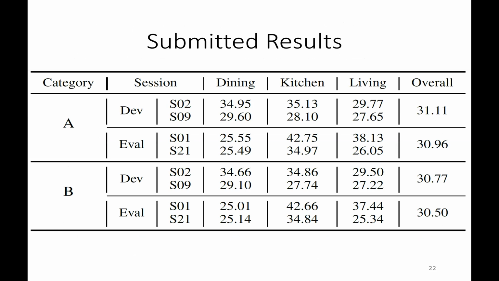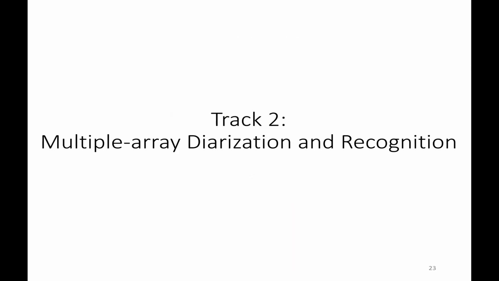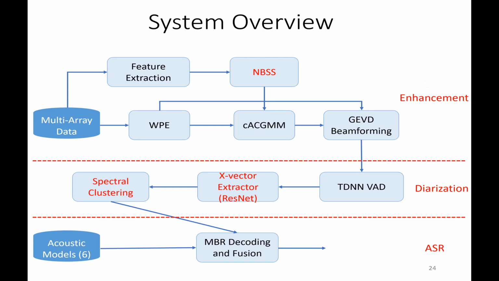Finally, we list our submitted results. Here, the overall result on the development set for rank A is worse than the 30% mentioned in the previous slide. This is because we did not finish all the multi-fusion experiments on the development set until the submission deadline. As most of our efforts were spent on track 1, we did not have enough time to take a deep dive into track 2.